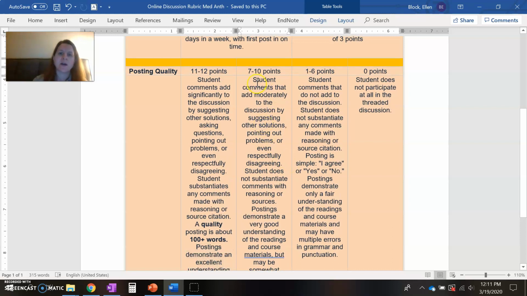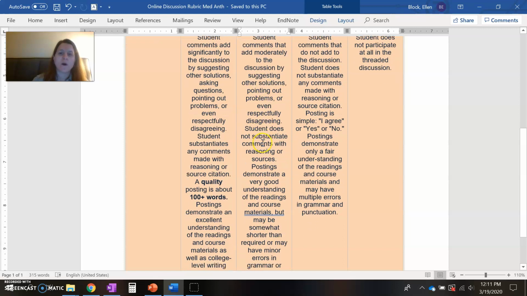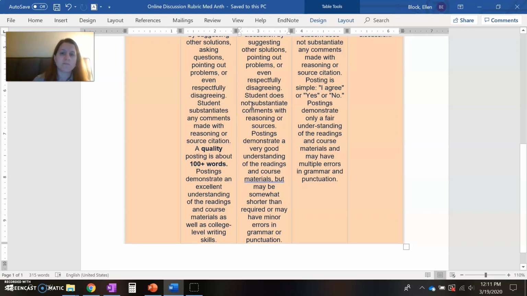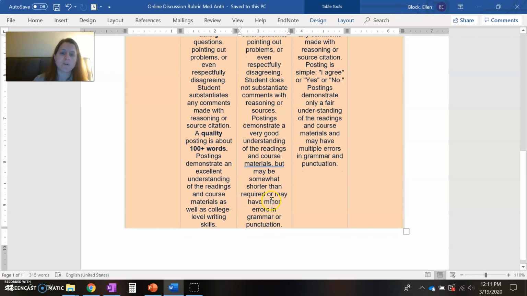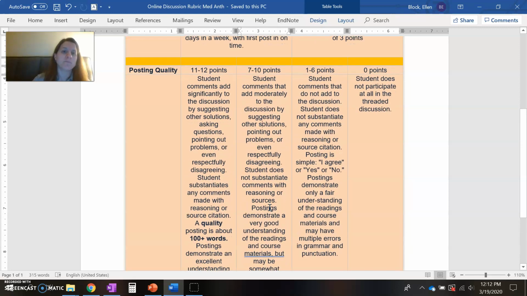7 to 10 points is that the student comments moderately add to the discussion. I explain why here. Student does not substantiate comments with reasoning or sources. So maybe you're making some interesting points, but you're not supporting them. Postings demonstrate a very good understanding of the readings and course materials, but may be somewhat shorter than required or may have minor errors in grammar and punctuation. I'm not going to actually be too particular about that, but I do want you to be thinking about that.